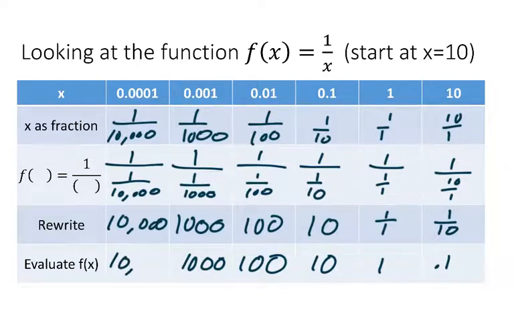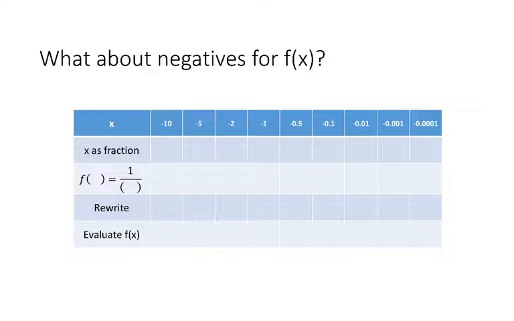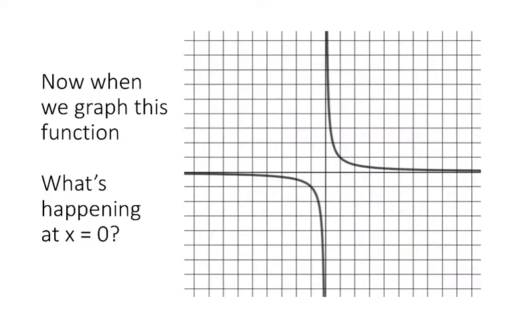So notice what's happening here. As my x is getting smaller and smaller, as it's getting closer and closer to 0, the output is increasing by quite a bit. And that's happening again because of the cookie thing. If I take a cookie and divide it into a smaller and smaller fraction of a cookie, I'm going to get more and more pieces of that. We can do this again for negatives. It's going to look exactly the same, except it's going to have a negative. And then when we graph it, it's going to look like this.